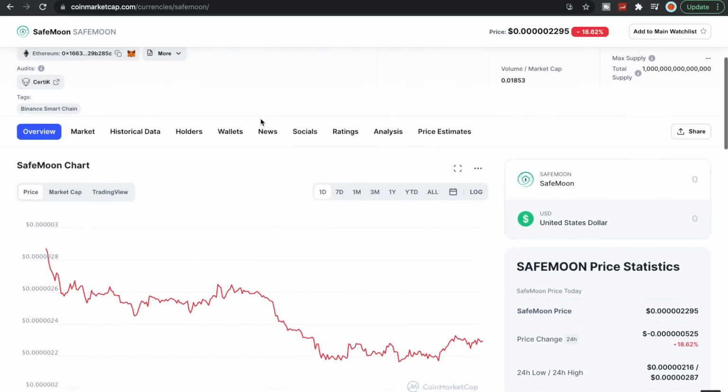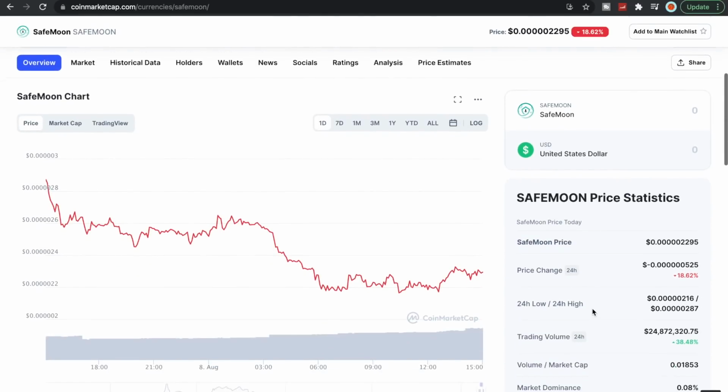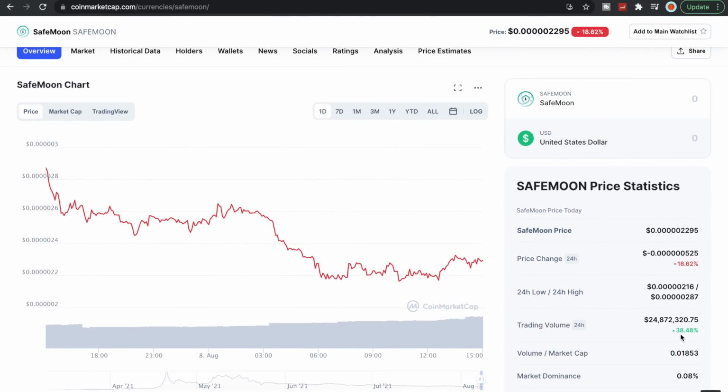Now, if you guys look at the price of Safemoon as of right now, it is at 0.502295, down 18.62%. But one thing is the volume. The volume is up 38.48% for Safemoon on a 24-hour period, which is amazing. It's at 24,872,000, which is great for Safemoon. Not financial advice, but I am loving what I'm seeing. This AMA definitely sent this over the top. A lot of people are excited now, especially since we've gotten more clarification.